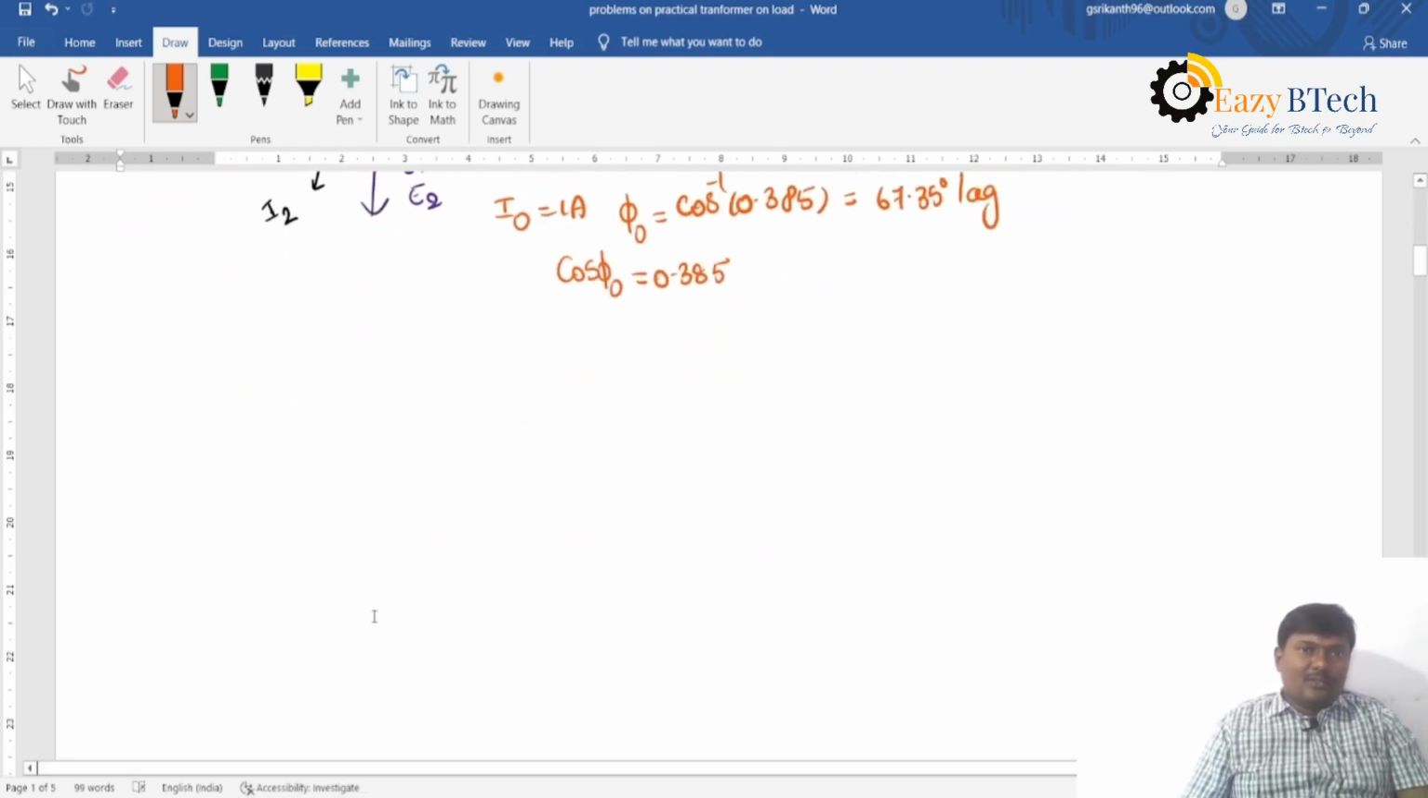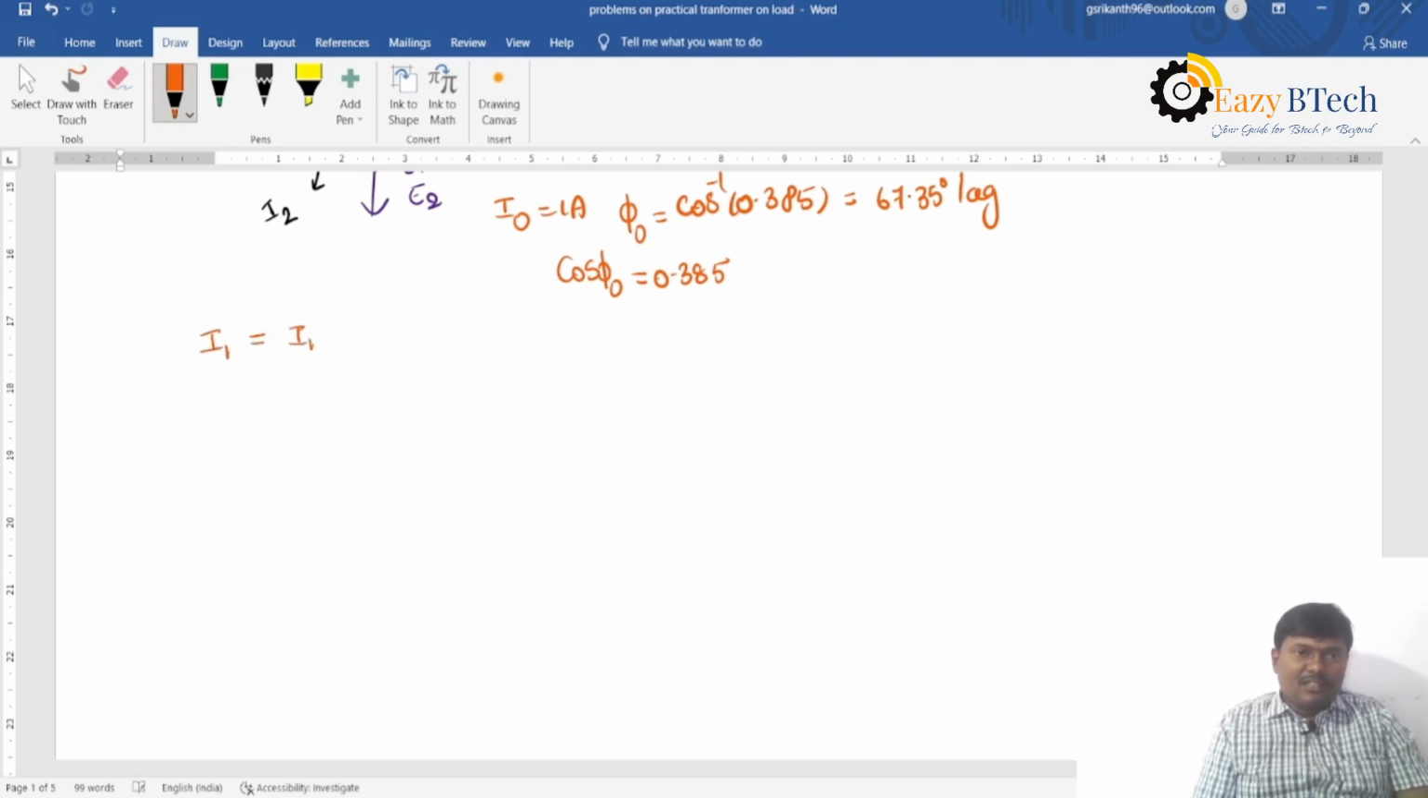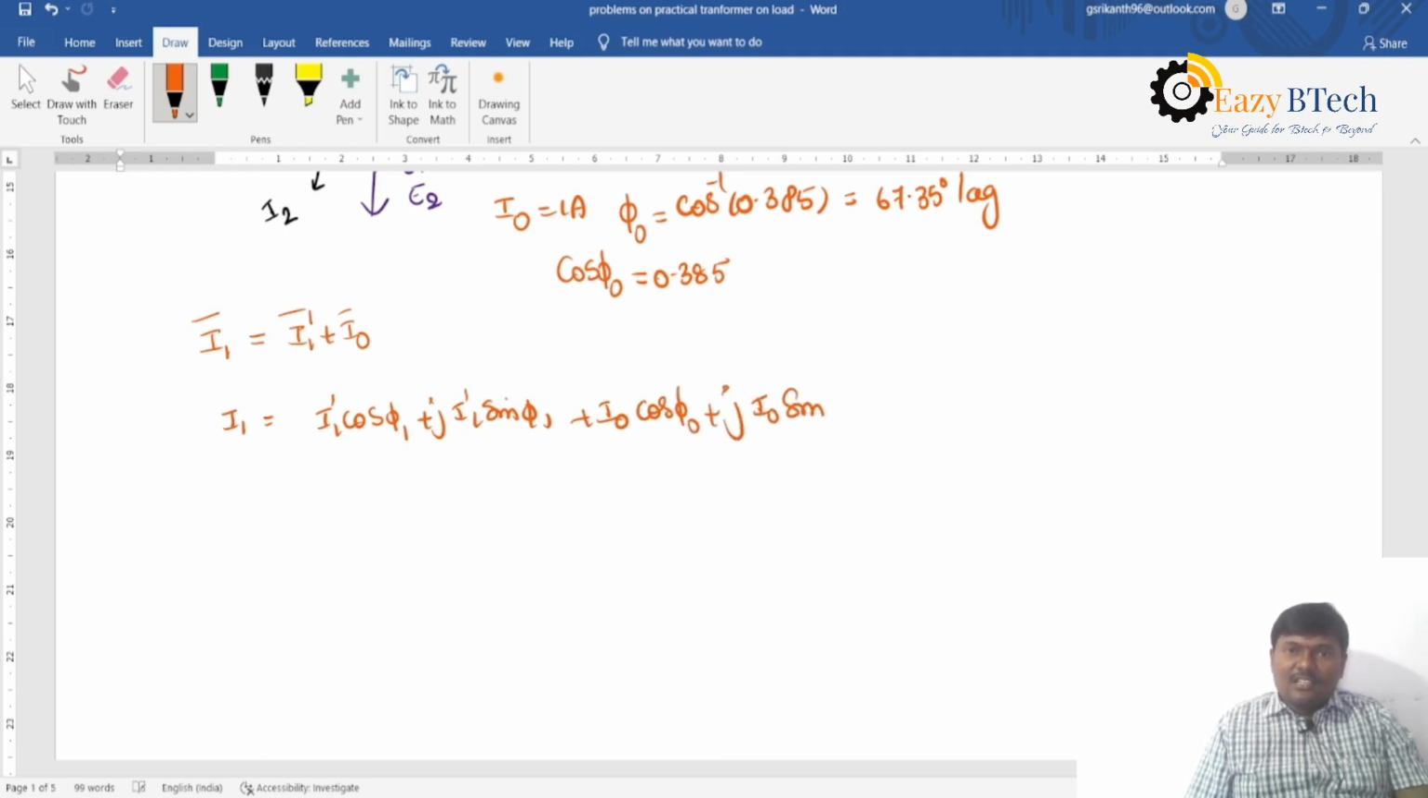Now if you want to add these two vectors, the primary current is the phasor sum of I1 dash bar plus I0 bar. We have a real component and imaginary component, that is I1 dash cos phi 1 dash plus j times I1 dash sin phi 1 dash, plus I0 cos phi 0 plus j times I0 sin phi 0. Because every phasor has a real component and imaginary component, you should add the real components.